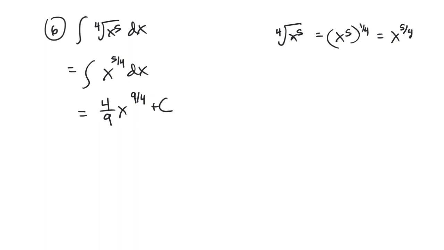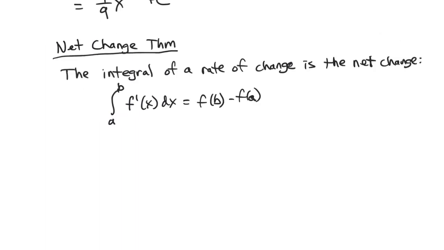But the other thing that they have in this section is the net change theorem. So the net change theorem says this: the integral of a rate of change, what do we call that in calculus? Rate of change, we call a derivative, right?